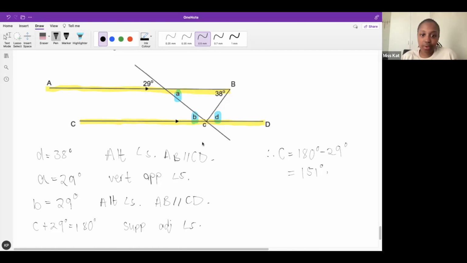You lost me at C plus 29 equals 180. How did we get the 29 so quick? B is 29, right? Yes, because of alternate angles, and they are on a straight line. So angles on a straight line add up to 180. We just said it in a very fancy way. If we said adjacent angles on a straight line, that would be fine. If you want to say supplementary adjacent angles, that's fine too.